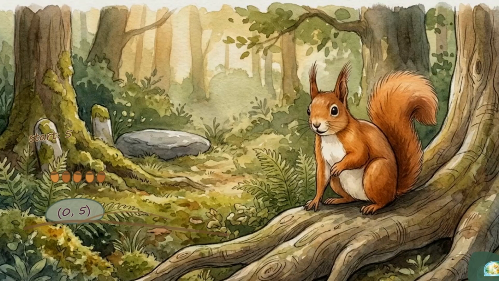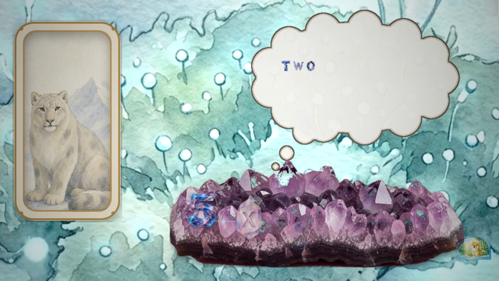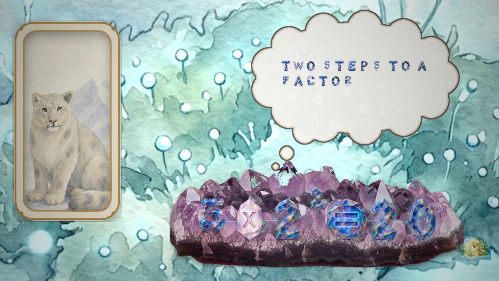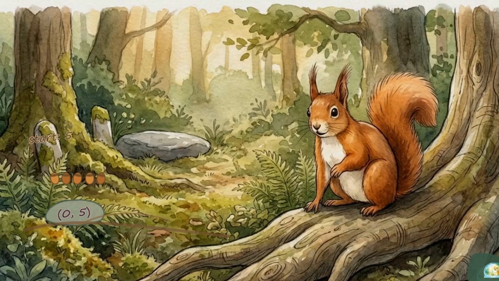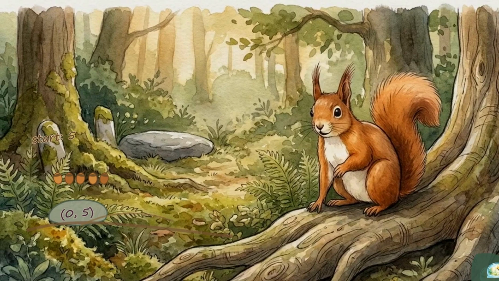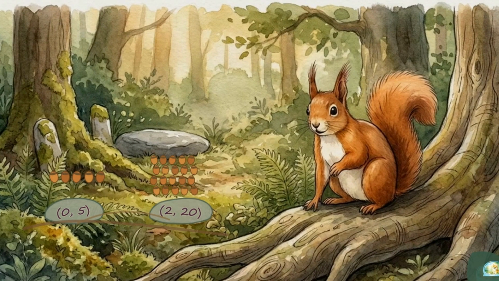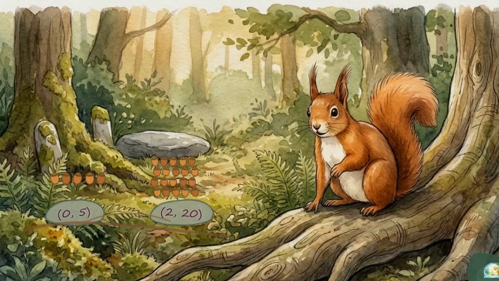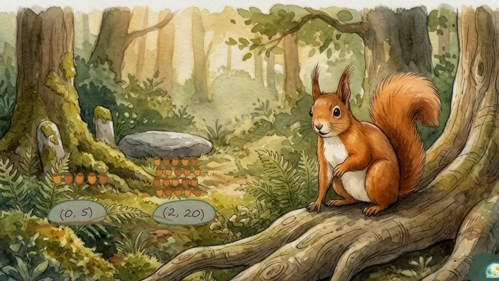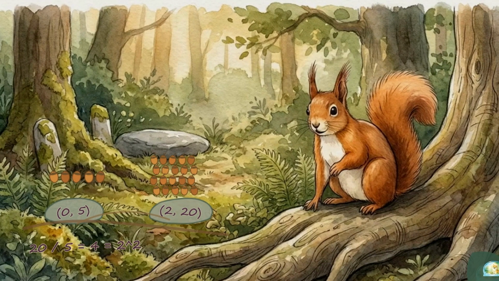Now we look at an exponential relationship. From 5 to 20 in 2 steps gives a per-step factor of 2. At x equals 0, the starting value is 5. 2 steps down the path, at x equals 2, the value has grown to 20. This growth happens over 2 distinct steps. Since the value grew from 5 to 20, the total growth factor across those 2 steps is 4.